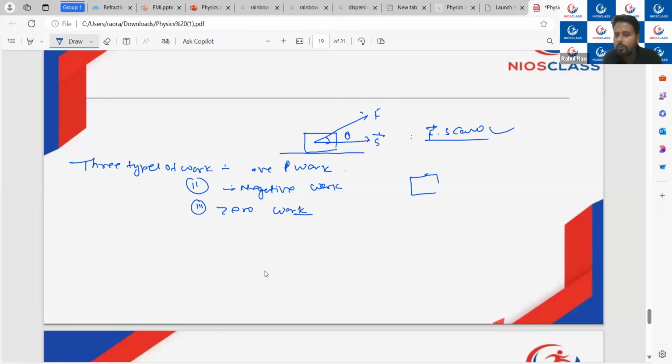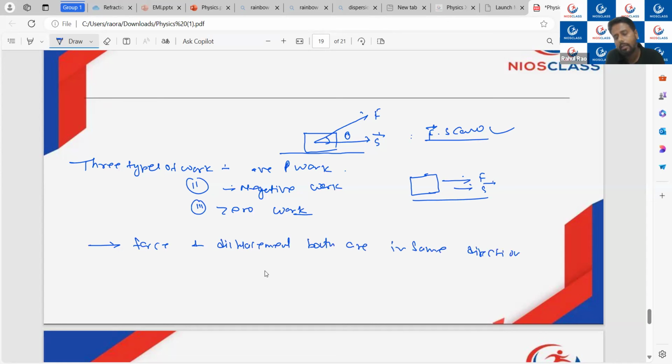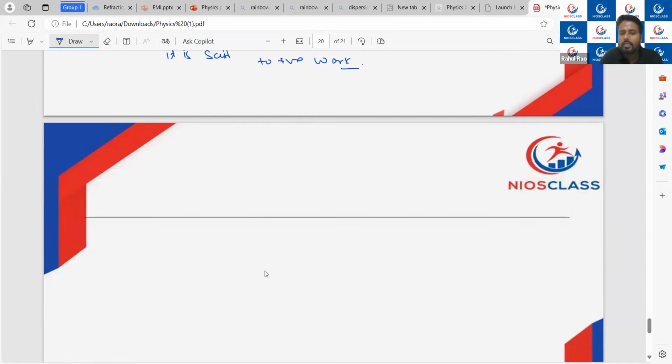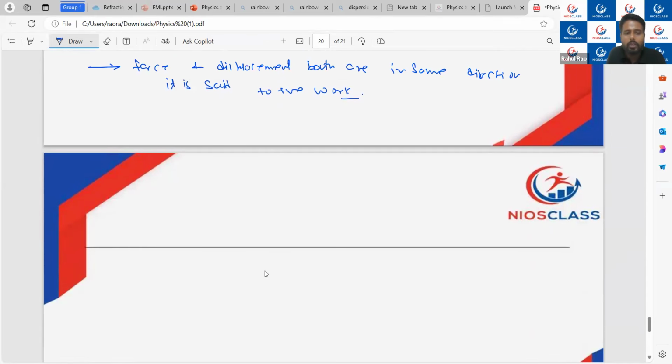Positive work means if you are applying the force and displacement happens in the direction of the force. If force and displacement both are in the same direction, it is said to be positive work. Okay, but in some situations, the displacement is opposite to the force. Like if I'm talking about the negative work, so what is the negative work?